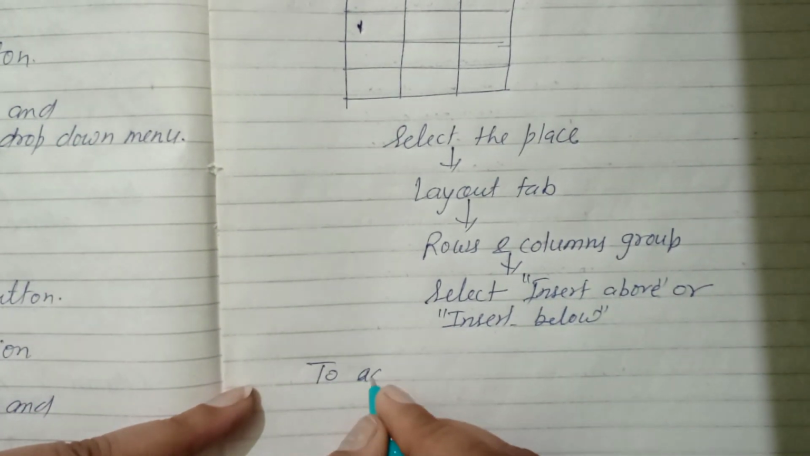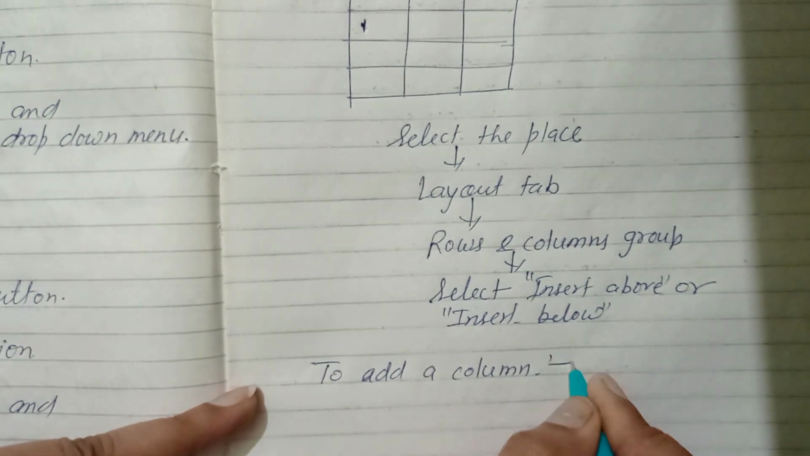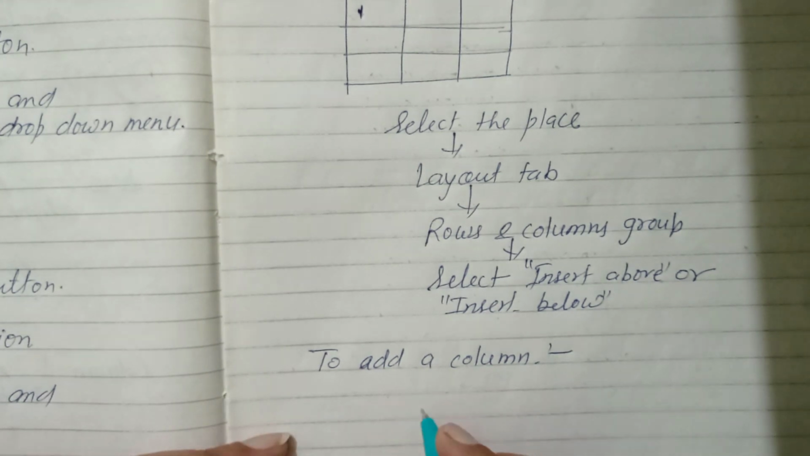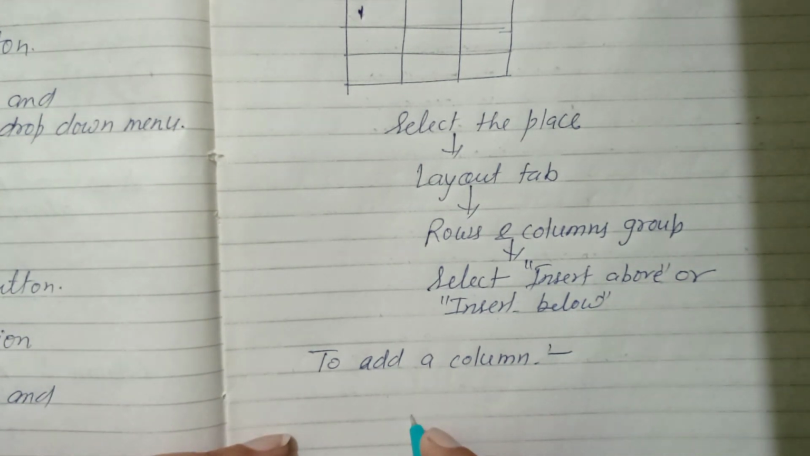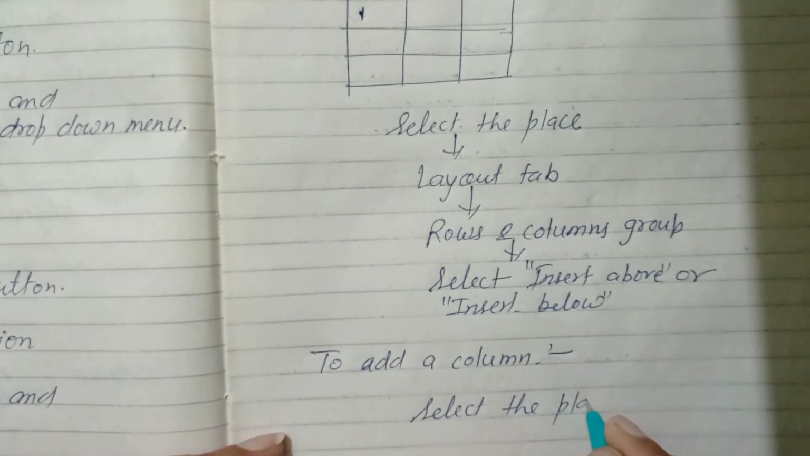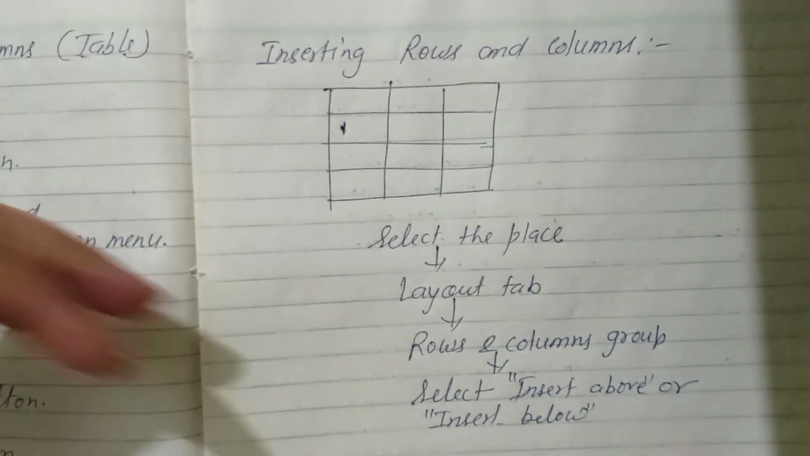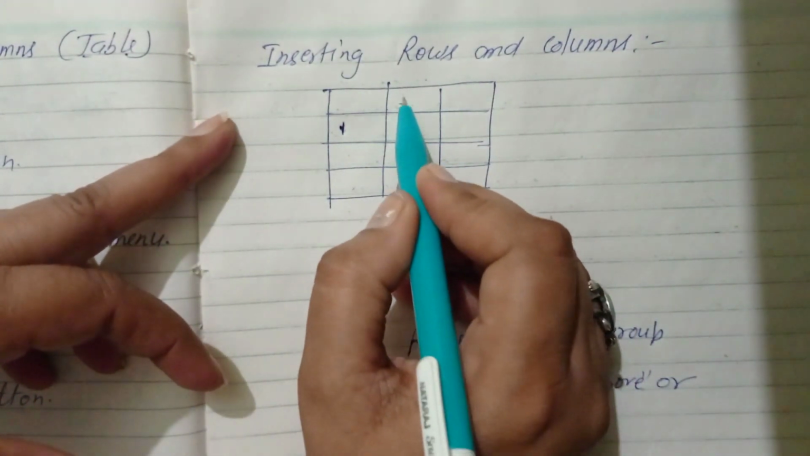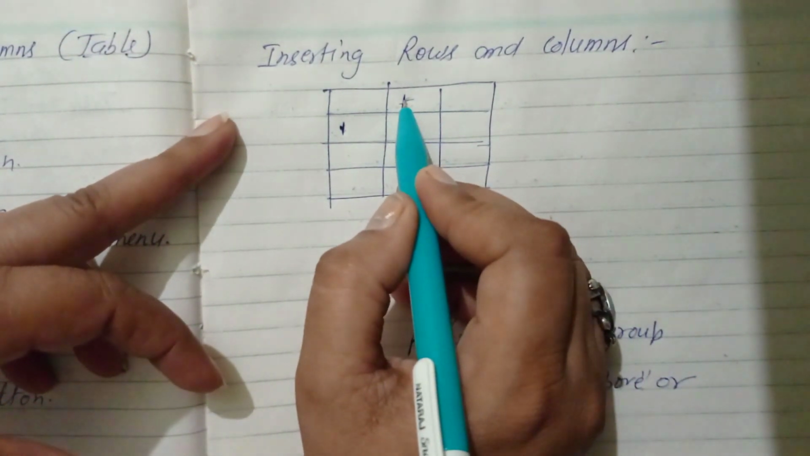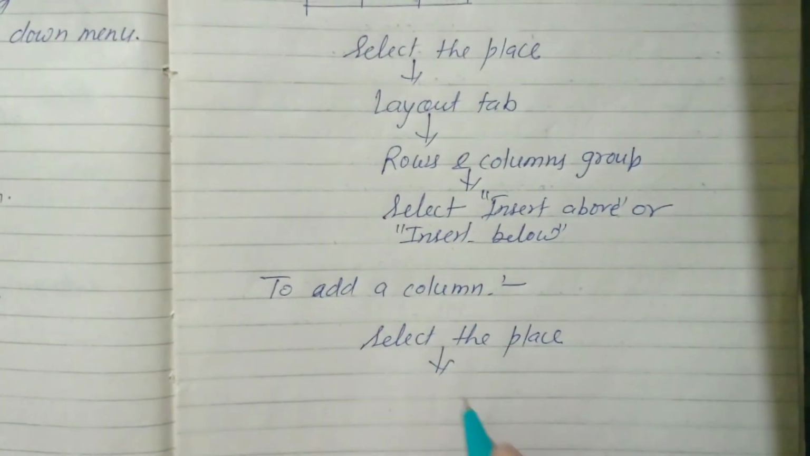Steps to add a column. First step is same. We have to select the place where we have to insert the column. See in this table, suppose I have to insert one new column here, so I have to select this one and then go to the layout tab.